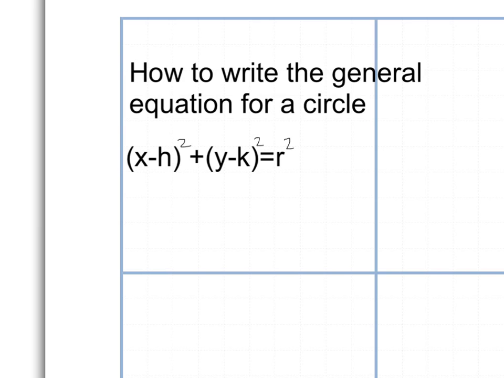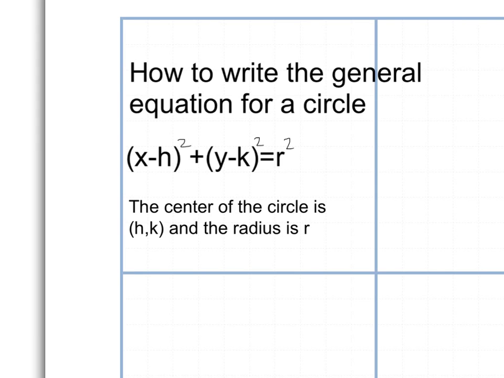Okay, so here's the general equation for a circle, and this is going to look really confusing. I'm going to show you some examples, and it should make a lot more sense, okay? So you've got (x minus h) squared plus (y minus k) squared is equal to r squared. And the really important part about this is the following: the center of this specific circle is going to be (h, k), and the radius is going to be r. So let's look at a couple examples of this, and I think this will become much more clear.